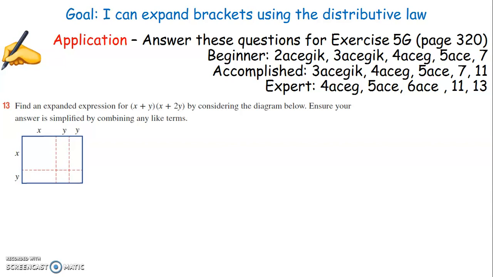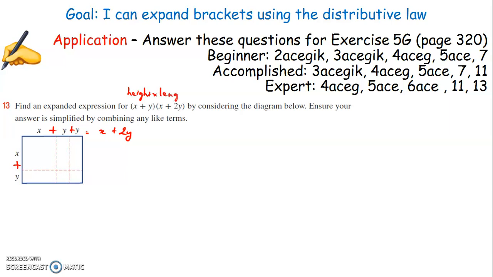So what is it asking us to do? We can see here that we have a rectangle in this diagram, and the height for this rectangle is x plus y. That's our first bracket there. And then the length is x plus y plus y, and that's the same as x plus 2y. That's our second bracket.